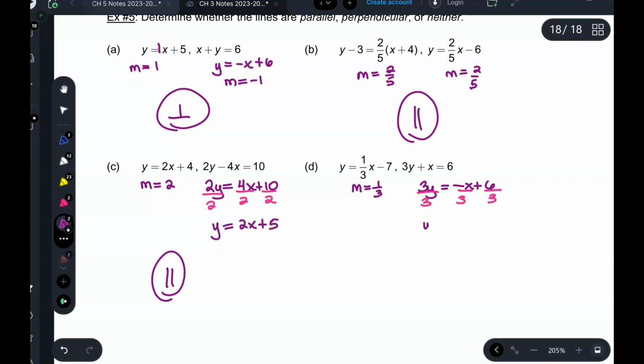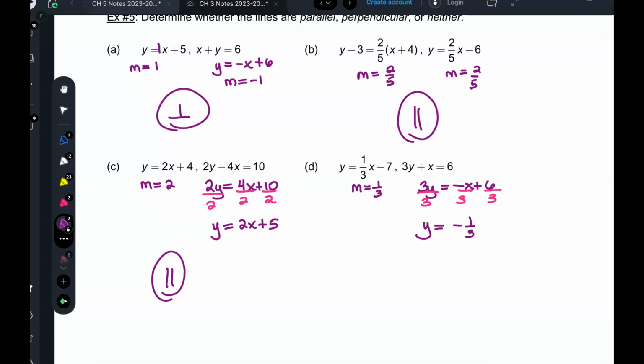Wait, but we have so much homework. What else do we have?